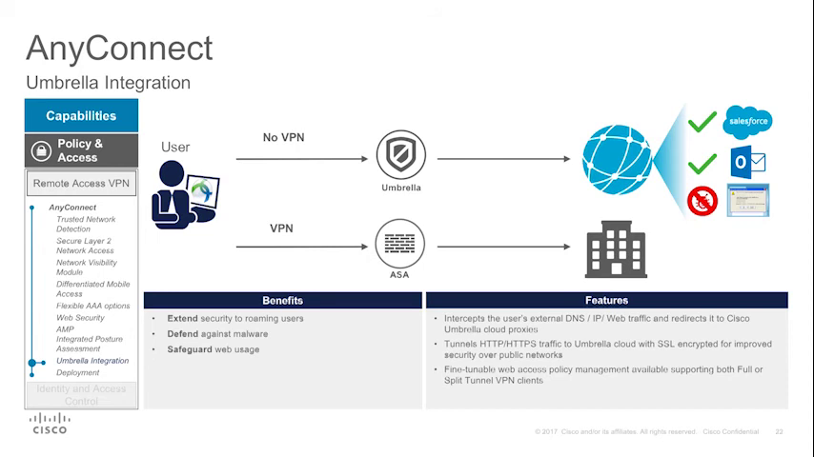Combining web security with VPN access, administrators can provide comprehensive, highly secure mobility to all end users, which is vital for BYOD deployments. Businesses have a choice of deployments to defend the network against web malware and to control and safeguard web usage. The secure connectivity features of AnyConnect are available on a variety of different licenses.